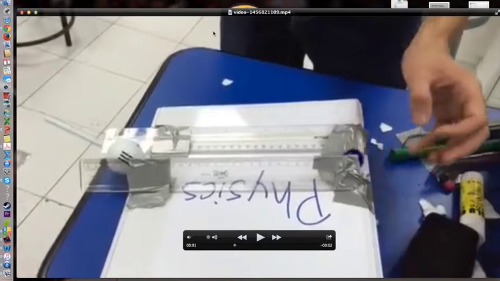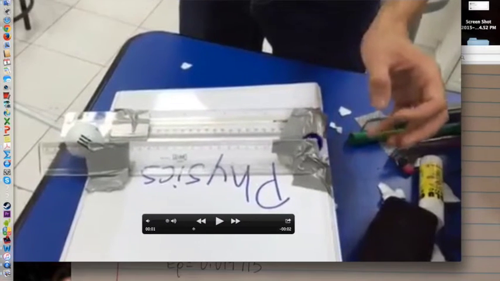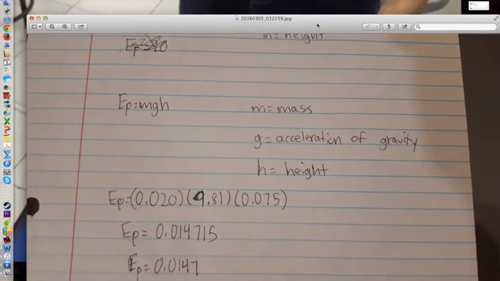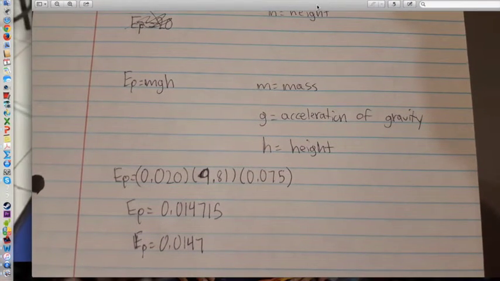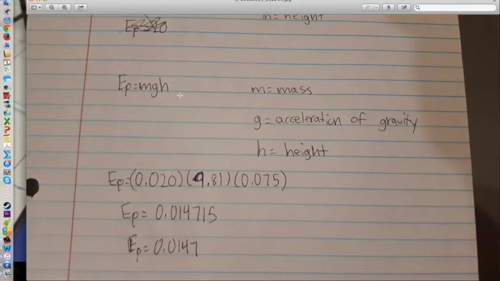For my calculation, I'm going to figure out the gravitational potential energy of this marble right now. So for the gravitational potential energy of the marble, we have to use the formula Ep equals mgh, where the gravitational potential energy is Ep, m is equal to the mass of the marble, g is equal to the acceleration of gravity, and h is equal to the height of the marble.